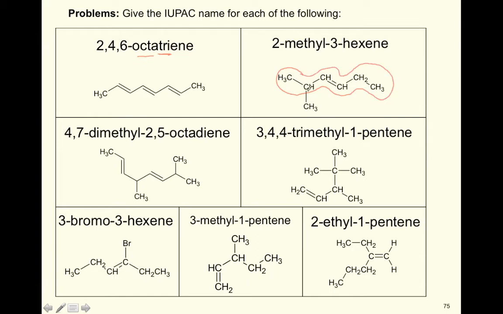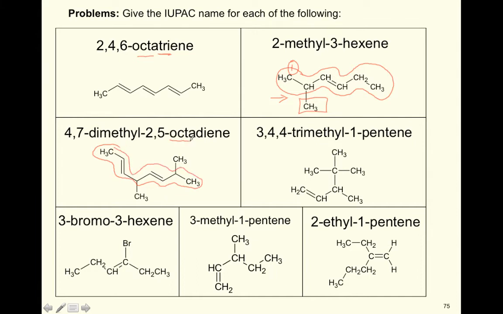And let's take a look. 1, 2, 3, my double bond from left to right. 1, 2, 3, from this direction, it's also 3. So what breaks the tie is my methyl needs to have the lowest number. So the numbering system goes in this direction. This would be carbon number 1, and my methyl's on carbon number 2. 2-methyl-3-hexene.